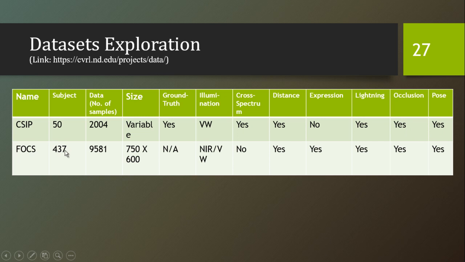Similarly, the Fox image set, where 437 subjects were considered, data number 79581. The size of each image resolution was fixed, 750 cross 600. Ground truths were not available for ROI, and near infrared images and colored images were also present. Cross spectrum was not present because all the images were taken from the same environment, same camera. Distance was present, expression was present, lighting was present, occlusion was present, and pose was also present.